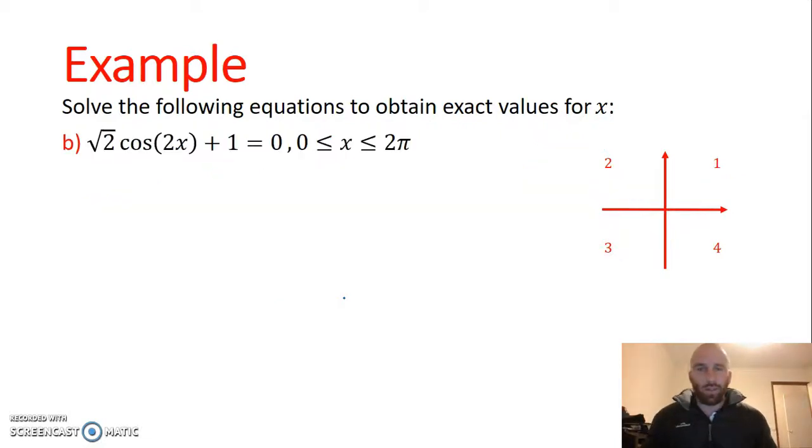As we move to our second question, we've got our function of square root 2 cos 2x plus 1 equals 0 within the domain 0 to 2 pi. There's a couple of things that we need to touch on. The first one that I'm going to touch on is the 2x in the middle. In the previous example, the number in front of the x was 1, so we didn't have any dilation from the y-axis.